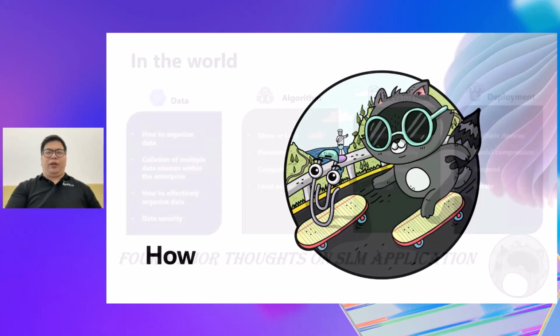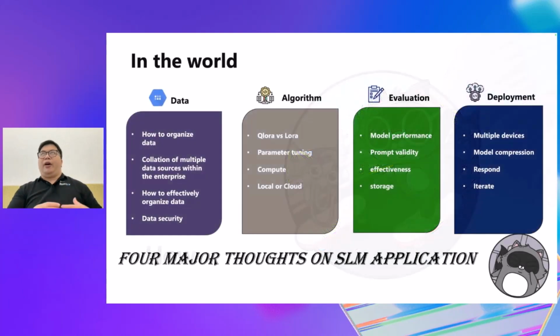Maybe we talk about the word. I set four items. The one item is the data. The second item is the algorithm, and then the evaluation and deployment. Why do I say this? Because we want to let the SLM or LLM focus on our business scenario. We need to focus on these four things.